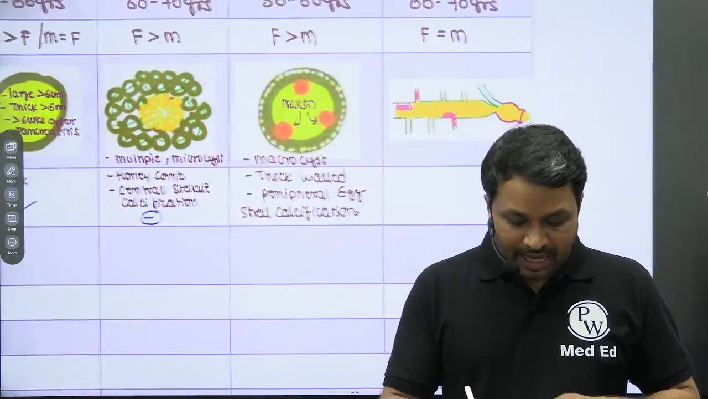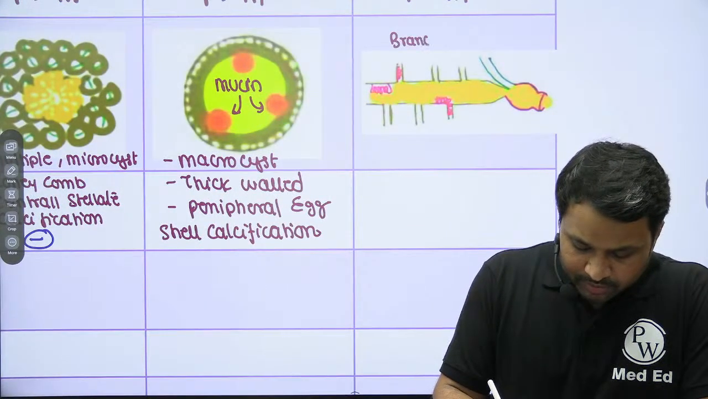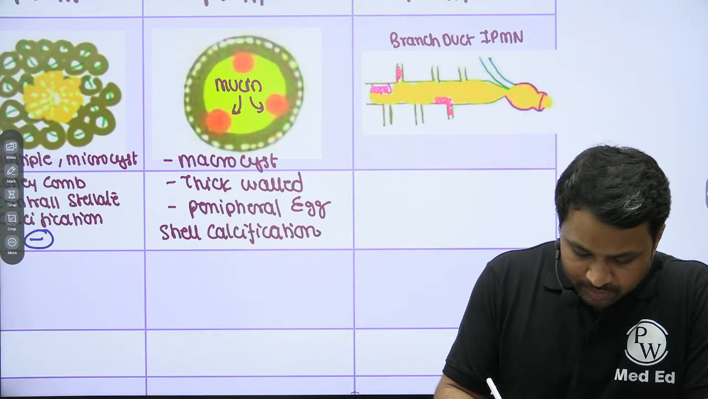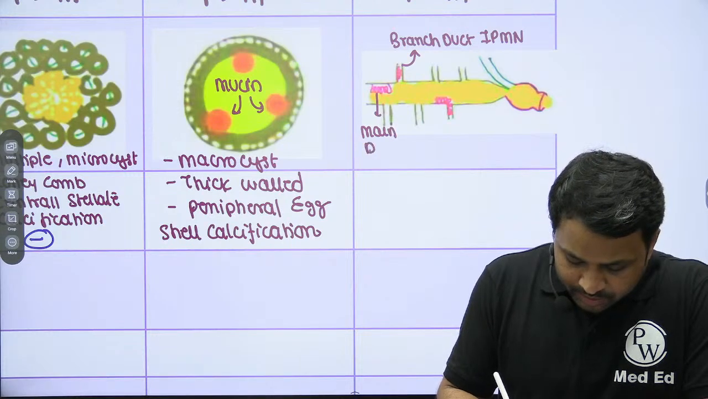Okay? IPMN on the other hand, they have different varieties. They are the branch duct IPMN, that is intraductal papillary mucinous neoplasm. And this is your main duct IPMN.